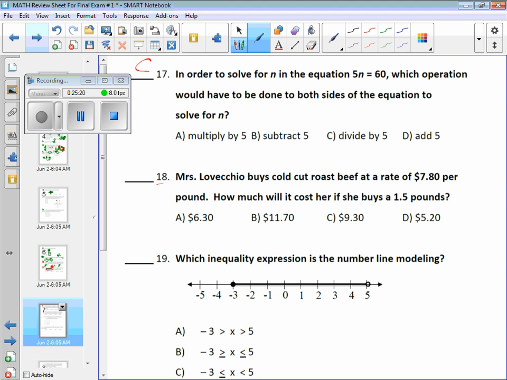And again, I'm not trying to pigeonhole you into one way of doing something, because if you could develop multiple strategies, that's our goal. But if you do 7.8 times 1.5, that will get you the answer reasonably quickly.